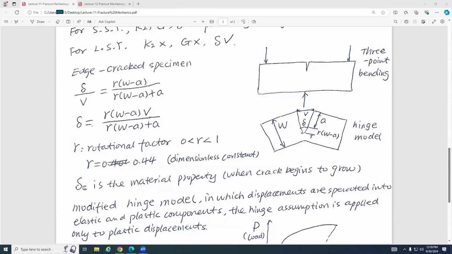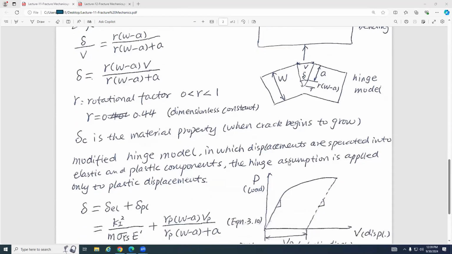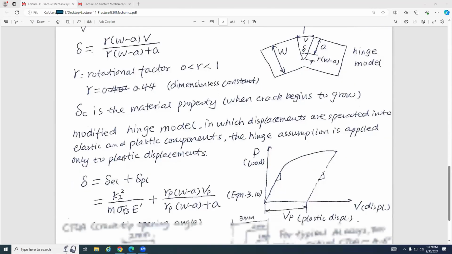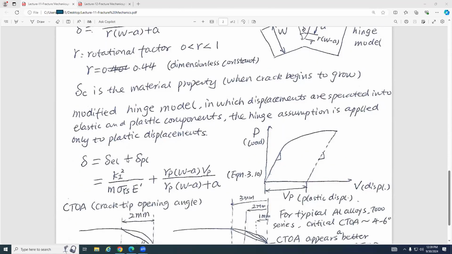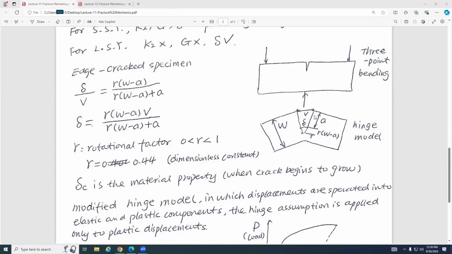This is delta C. The C is critical, and delta C is a material property when the crack begins to grow. Whenever you see a subscript C, it means critical. That is a material parameter. Questions so far? No question?